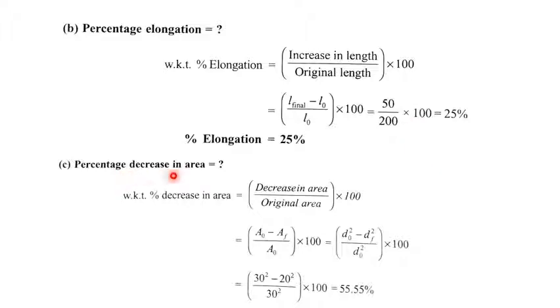To find the percentage decrease in the area, we already know A naught. DF, the final diameter, is given, so calculate AF corresponding to DF and substitute here. We get 55.5 percent. They can ask directly to calculate the percentage elongation or the percentage decrease in the area, or in other words, to measure the ductility of the material.